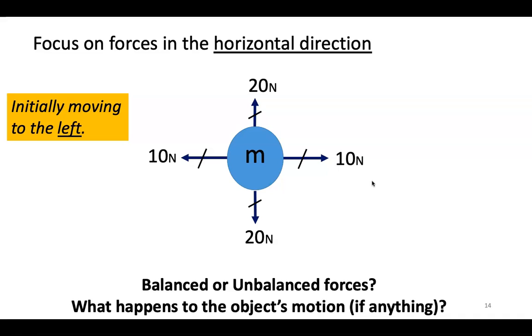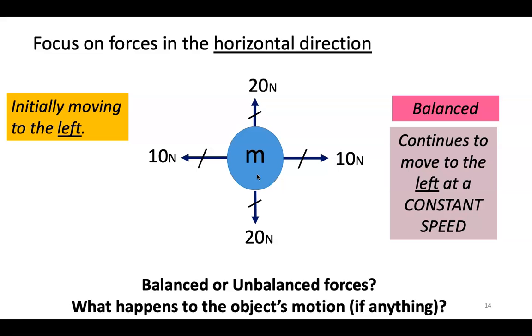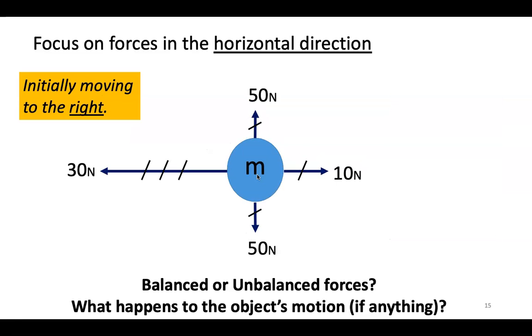All right, in this example, still looking at the horizontal direction here, we're initially moving to the left. When you look at the horizontal forces, 10 to the left, 10 to the right, nobody wins this tug of war. So that means the forces are balanced. And because the forces are balanced, there's no acceleration. So the object that was moving to the left is going to continue to move to the left, and this is important, at a constant velocity.